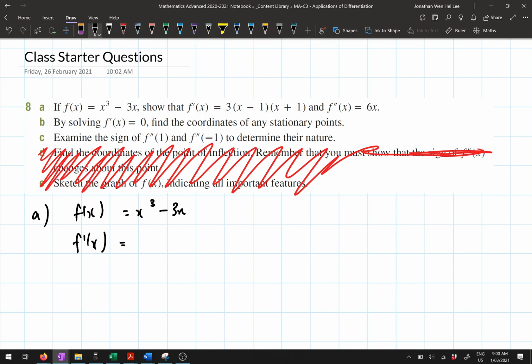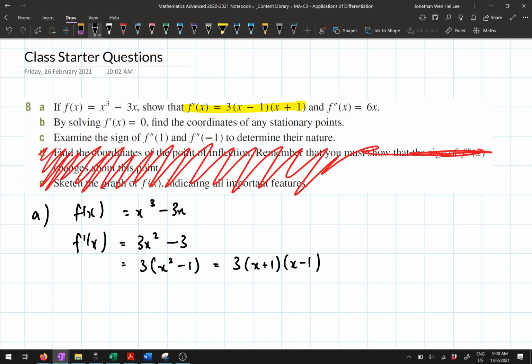Can someone on this table help me out? What do I get when I differentiate this function? 3x squared. Yeah, excellent. And we want to show that it is equal to this guy. What might we do as a first step to get there? Take 3 out from both of them. So here I'm going to take 3 out from both of them. I get x squared minus 1. Difference of 2 squares. Thank you, Boyd. And then from there I can factorize: x plus 1, x minus 1.